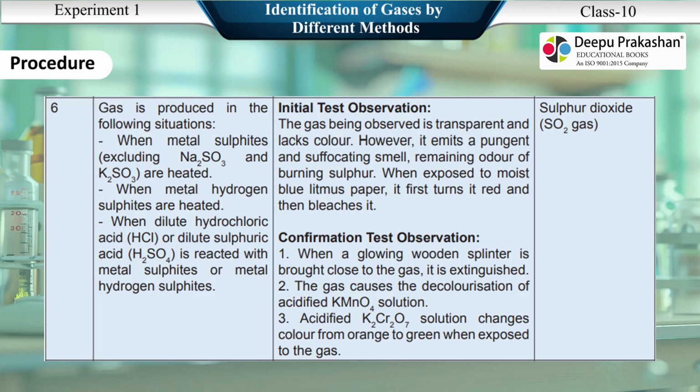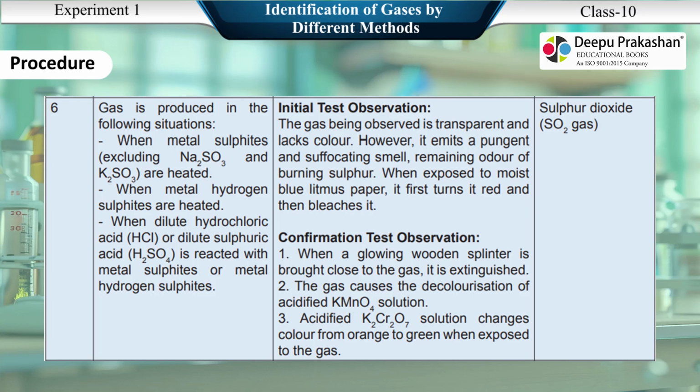When metal hydrogen sulfites are heated, or when dilute hydrochloric acid or dilute sulfuric acid is reacted with metal sulfites or metal hydrogen sulfites, a gas is released. Initial test observation: the gas is transparent and lacks color. However, it emits a pungent and suffocating smell, reminiscent of burning sulfur. When exposed to moist blue litmus paper, it first turns it red and then bleaches it.